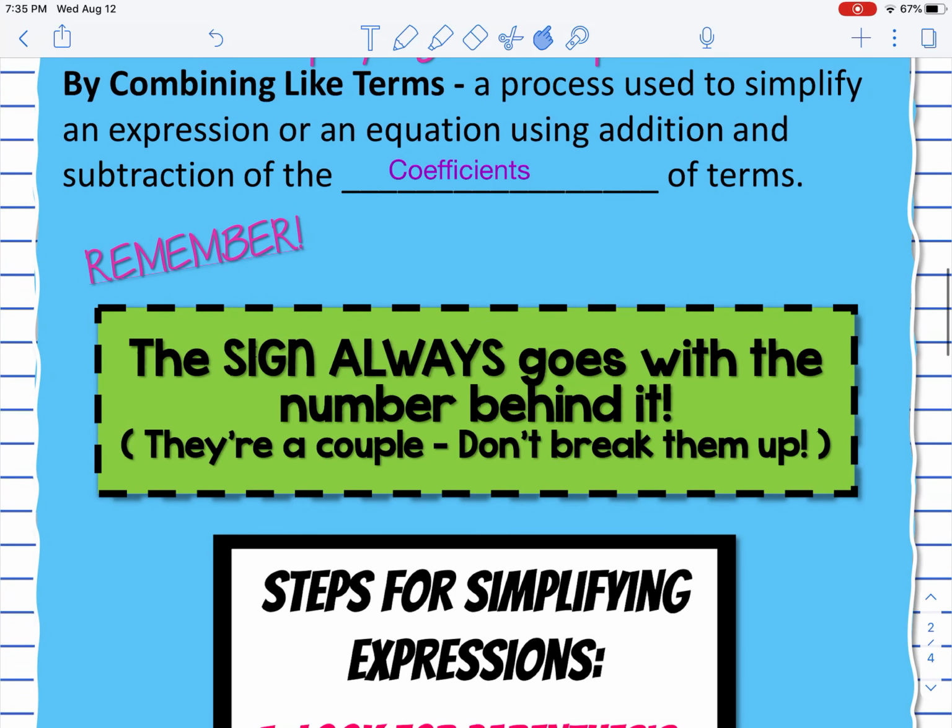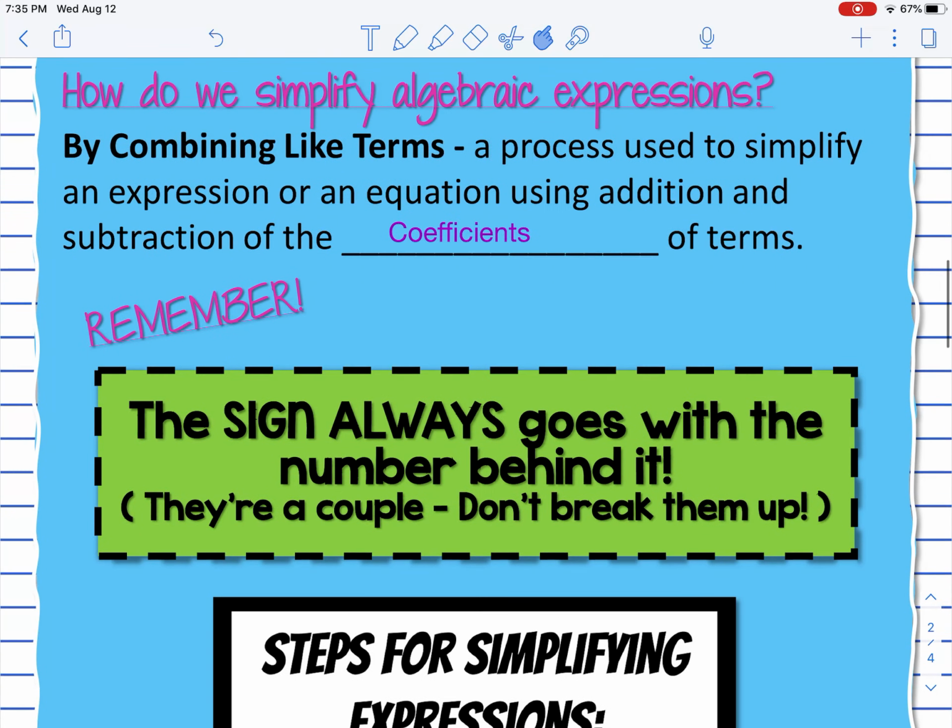And we talked about how we're going to simplify algebraic expressions just by adding up the coefficients. That's all we're going to do. So basically, guys, let me put it in simple terms. You're looking for the same letters, and you're going to add up the numbers in front of those letters. It's pretty much as simple as that. So the key to doing that, the golden rule, is that the sign always goes with the number that's behind it. You have to take that sign in front of the number with it. Think of them like a couple. Don't break them up, right? They're important. They go together. It's going to be super duper important.